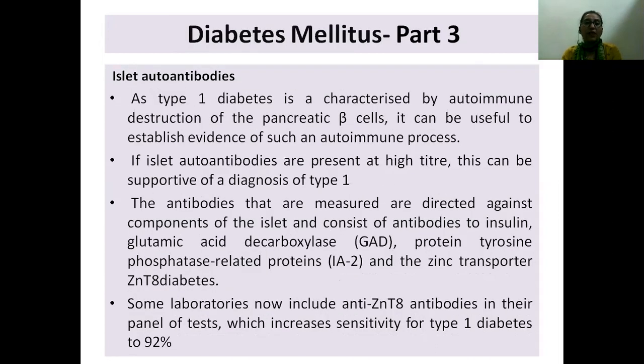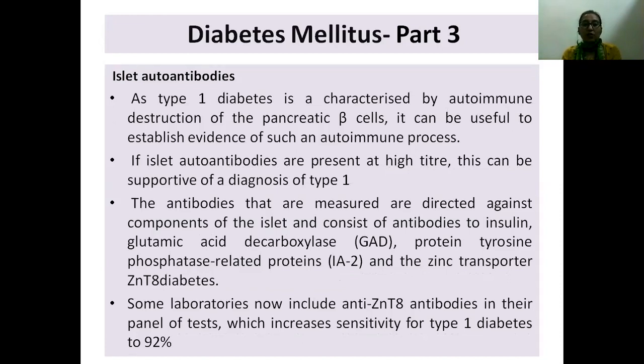The next is islet autoantibodies. As type 1 diabetes is characterized by the autoimmune destruction of the pancreatic beta cells, it can be useful to establish evidence of such an autoimmune process. As we know that diabetes type 1 is due to an autoimmune reaction, islet autoantibodies can be a very good measurement for the differential diagnosis between type 1 and type 2.